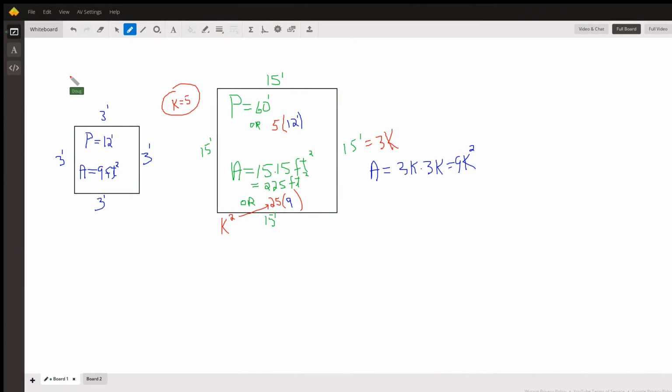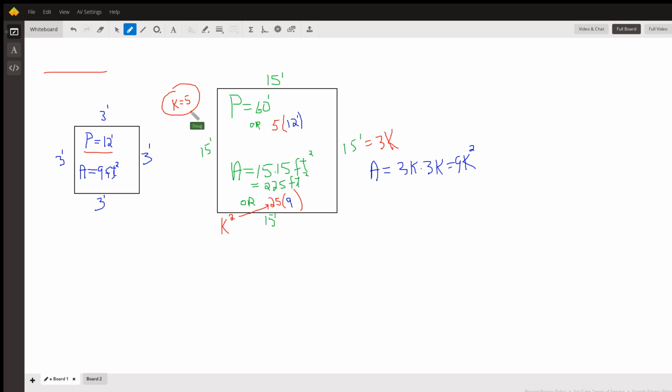Okay, before we look at this specific problem, let's just look at a simpler example where we're dealing with squares, which all squares are similar. Let's say I have a square with a side length of 3 feet. Then the perimeter of that square is 12 feet, and the area of that square is 9 feet squared, side squared.